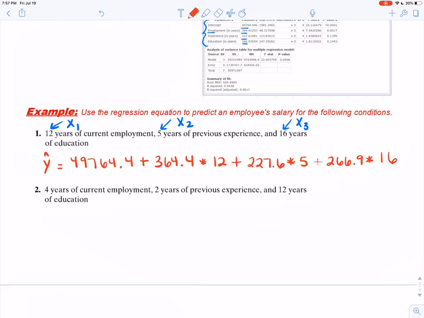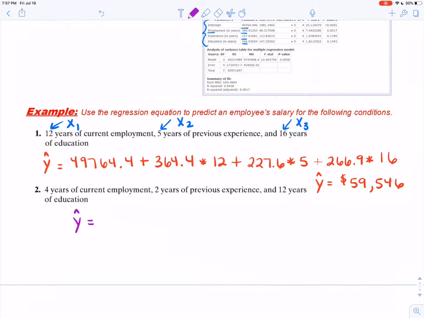And so if I evaluate this, again, what I'm estimating is the salary, a value of y hat. If I evaluate my equation here, I'm going to estimate the salary at approximately $59,546. That's for 12 years of employment, 5 years of experience, and 16 years of education. And I can do this for other values of x as well. In fact, if you want to do that for the second example here, I'll give you the solution so that you can go in and check it.